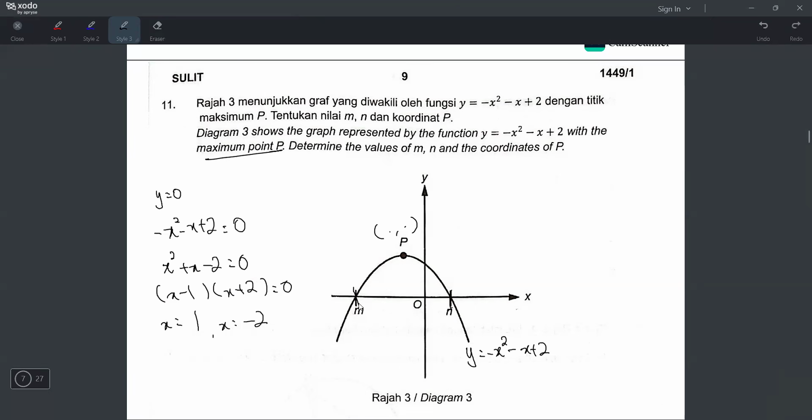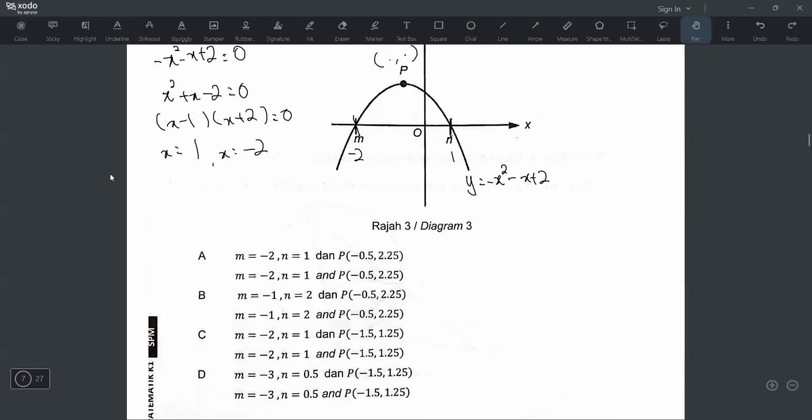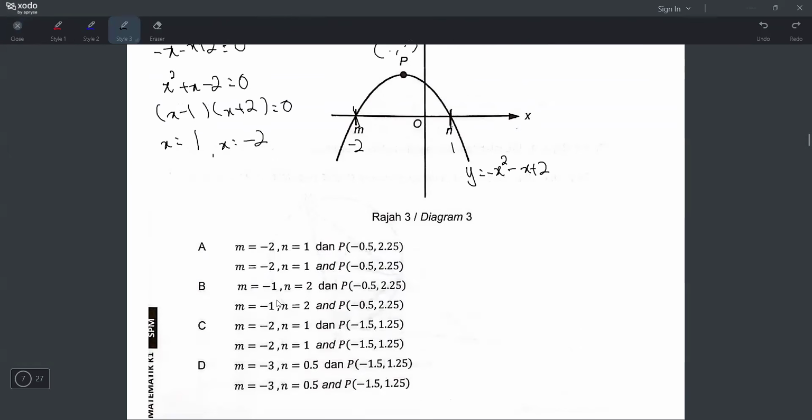Okay. But since m is on the left, this must be negative 2. N is on the right, so this should be the bigger number, 1. So m is negative 2, n is 1, right? And I'm sure if I look at A, B, C, D, I can see which one is wrong already. M negative 2, this is wrong already. M negative, this one is wrong also. So A can be the answer, but I think I need to find the P coordinate to know which one is the answer. So how to find the P coordinate?